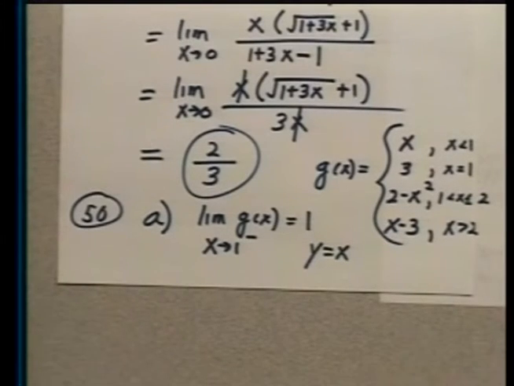Okay, what's part B? Well, it says find the limit if you're approaching 1, period. Not from the right, not from the left, just approaching 1, period.